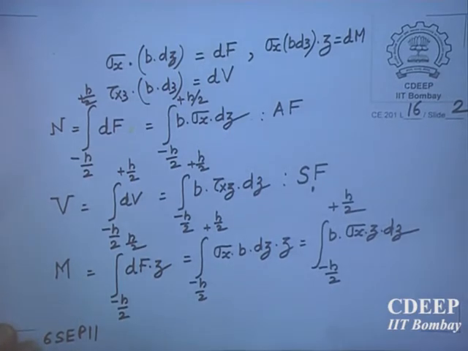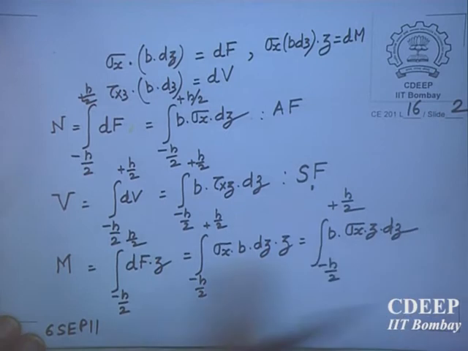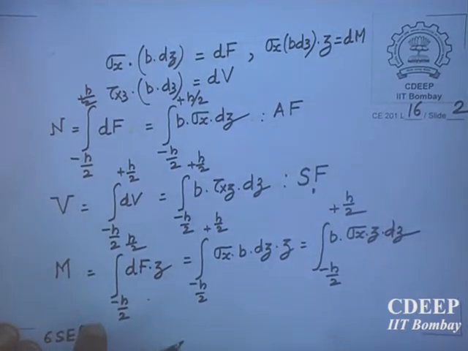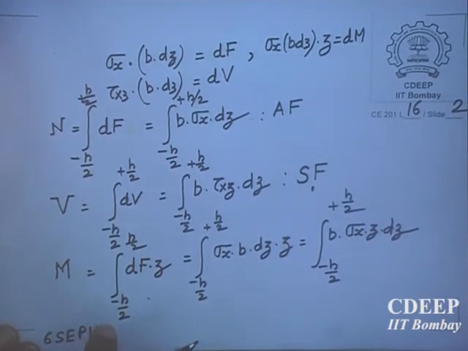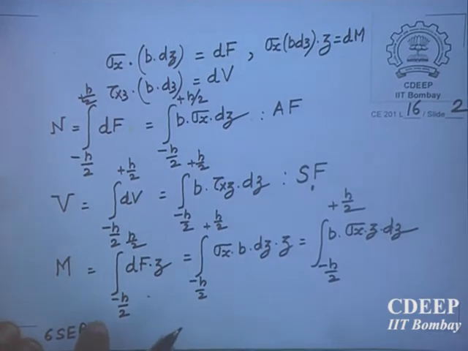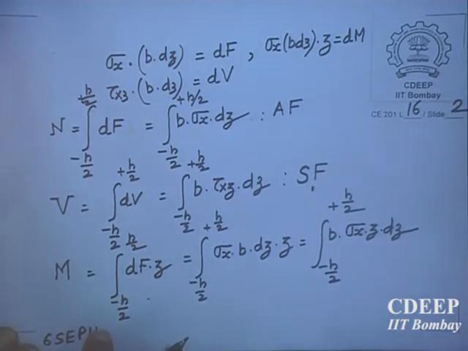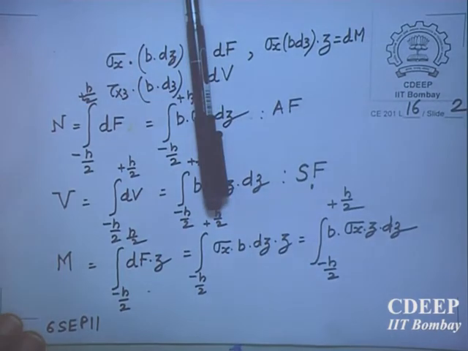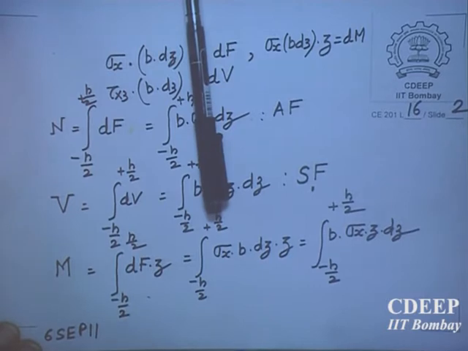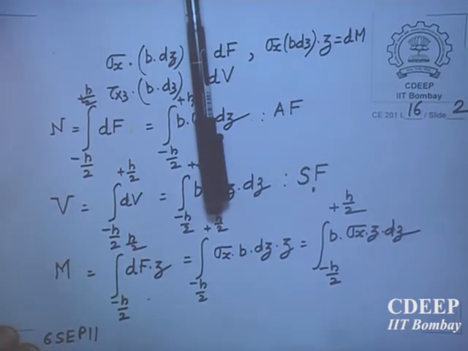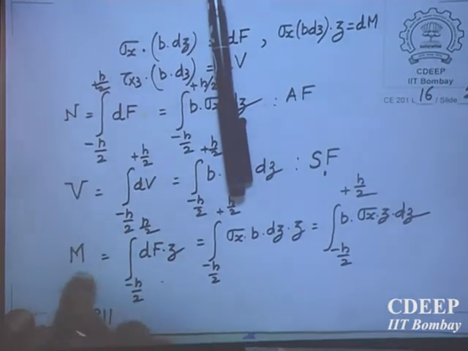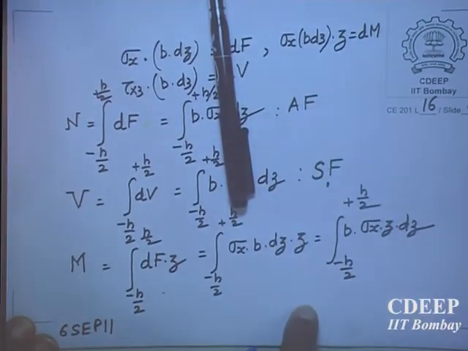Sigma x z dz is multiplied by z, which gives your M. So understand that these moments, shear forces and axial forces are coming out of the integral of the stress quantities which are acting at each and every point in the cross section of the beam. They are not quantities in themselves. They are coming out of the stresses. So I have defined N, V and M the way I have taken, like this, positive.